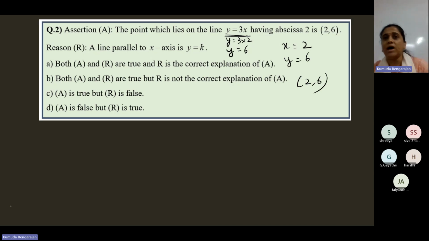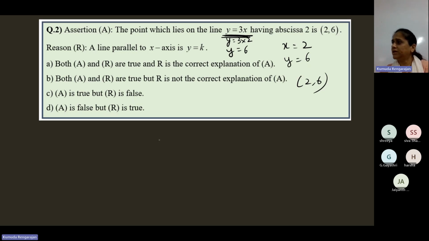X is given 2, abscissa 2, x is 2. And what is y? It's given here. Y is equal to 3x is given. So y is equal to 3 into 2, 6. Okay, so 2, 6. So the point which lies on the line y is equal to 3x having abscissa 2 is 2, 6. Yeah, correct.